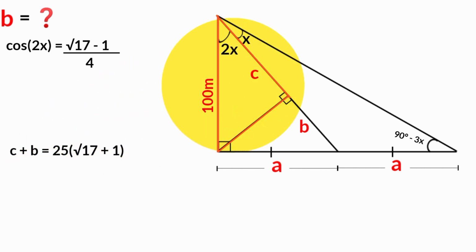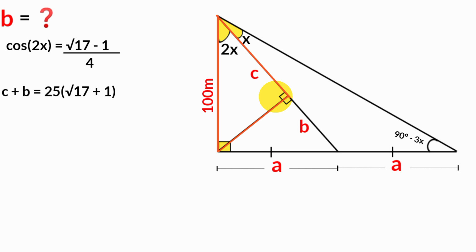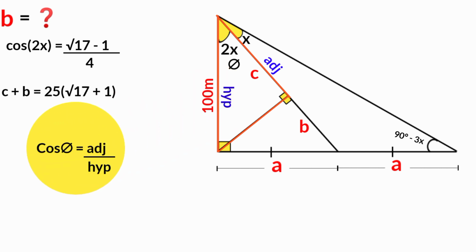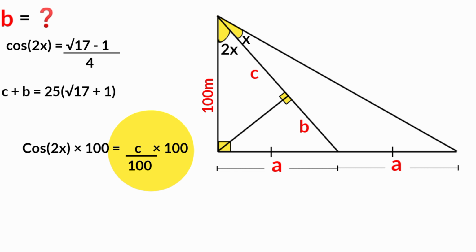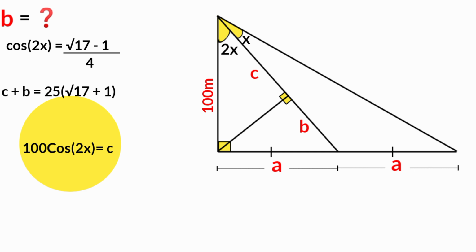Now look at this triangle. Because of this right angle here, it is also a right angle triangle. So we use the SOHCAHTOA, taking this angle as theta. This is the adjacent, and there is the hypotenuse. We know cos theta equal to adjacent over hypotenuse. Theta is 2x, adjacent is c, and hypotenuse is 100. So cos 2x equal to c over 100. Multiply both sides by 100. Here 100 cancels 100, while here cos 2x times 100 is 100 cos 2x. So c equal to 100 cos 2x.